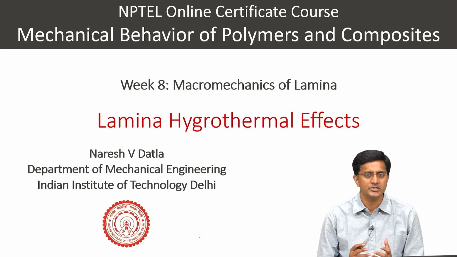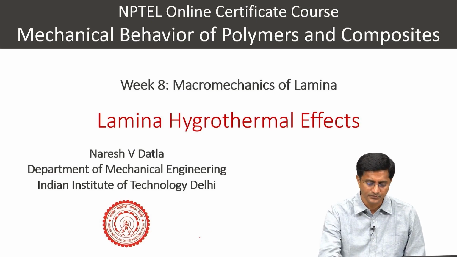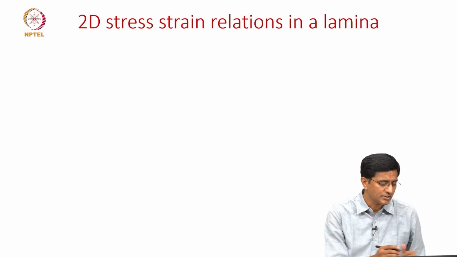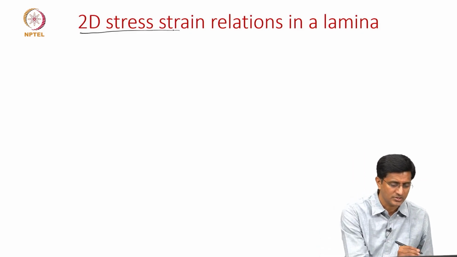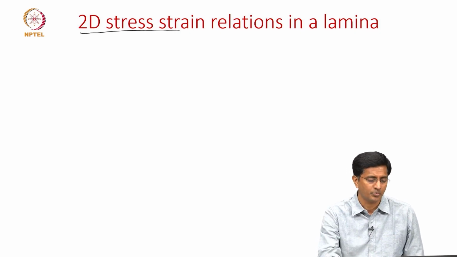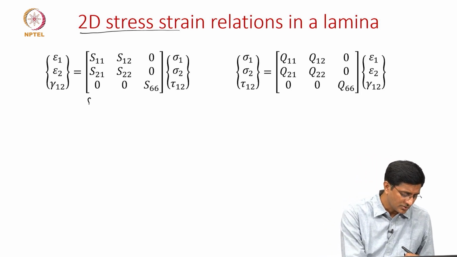These temperature and humidity changes can bring in changes in stresses as well as strains. So we will now see how these temperature effects and the moisture effects can be incorporated in the stress strain relations. For this, we'll first start with what we have already discussed for 2D stress strain relations for a lamina. So what is the relation between the stress and strain for a specially orthotropic lamina? These are the strain stress relations.